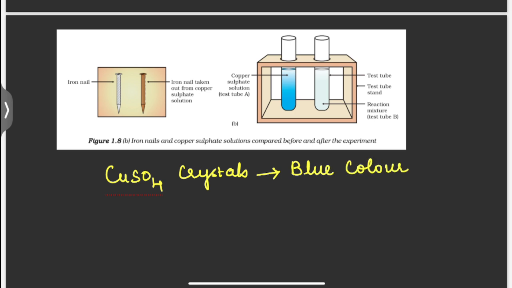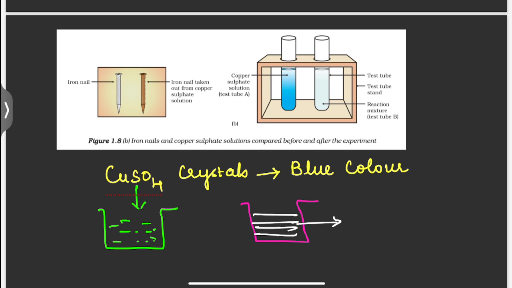This copper sulfate crystals you are going to add to a beaker containing water. Into this water you have to add the copper sulfate crystals. When you add and dissolve them, you are going to get a blue color solution. Can you see here in the diagram what is given? A blue color solution you will get.